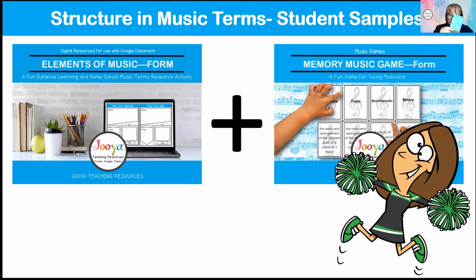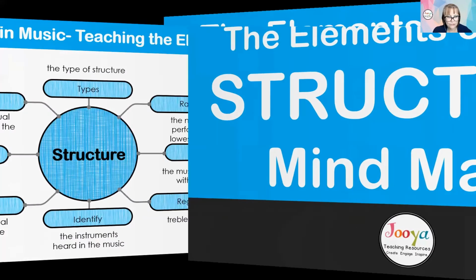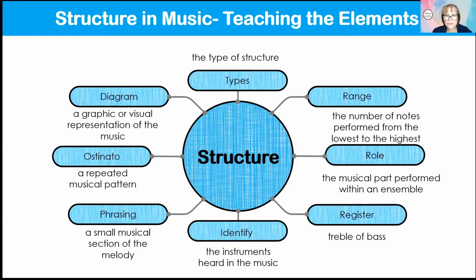But with these, okay, combine it with the mind maps. Why not? And then everybody's learning. So this is why I'm saying we could do this. I'm pretty sure I talked about this last week. This is my structure mind map, or form mind map. I like to think of things called tripod: types, range, role, register, identify, phrasing, ostinato, and diagram. So that's one thing. And we can use these mind maps in so many different ways.